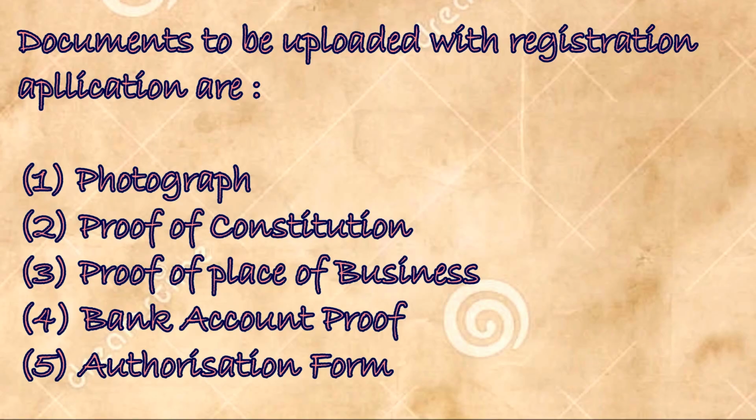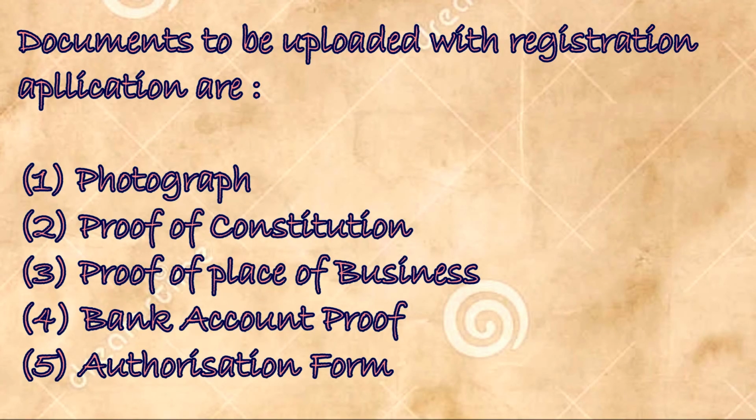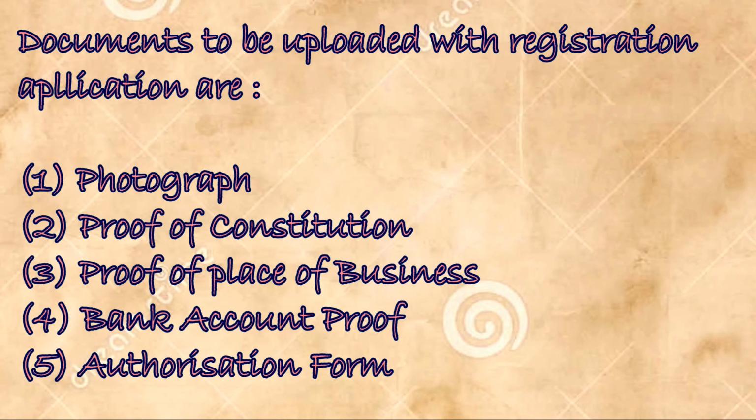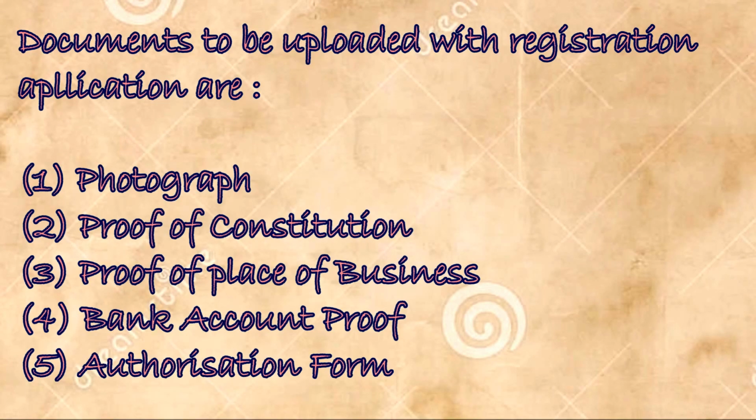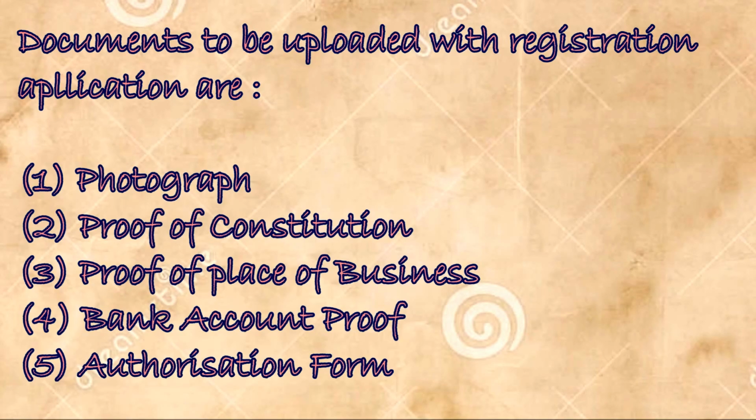Now we will see what kind of documents will be required to be submitted along with the application for registration. The first document which is required to be attached with the application is the photograph of the applicant or the authorized person. So a photograph of the applicant or the authorized person must be attached. Number second will be the proof of constitution. Number third will be the proof of the principal place of business.